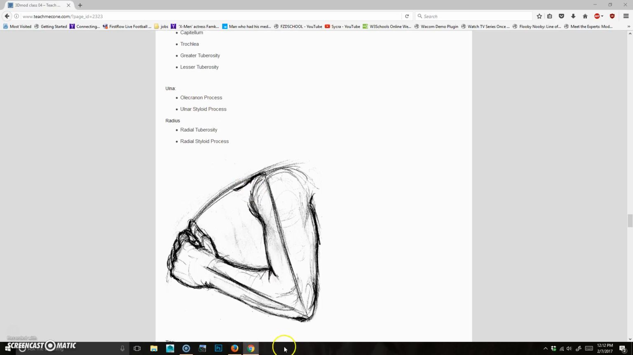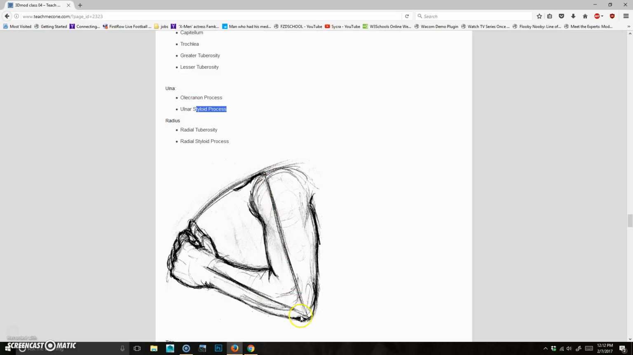The ulna is the one that basically has the olecranon process that makes it straight. The ulnar styloid process is the little bump here. You can feel it on the outside. The radial tuberosity is basically on the inside. And then the radial styloid is on this side here. So basically on either end, where you see the little knuckles, if you will, on your wrist, that's actually where they're from. It's from the styloid processes of the ulna and radius.